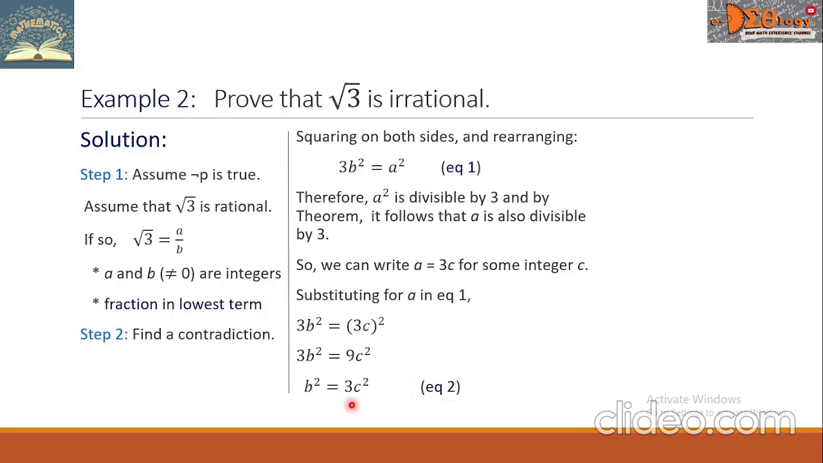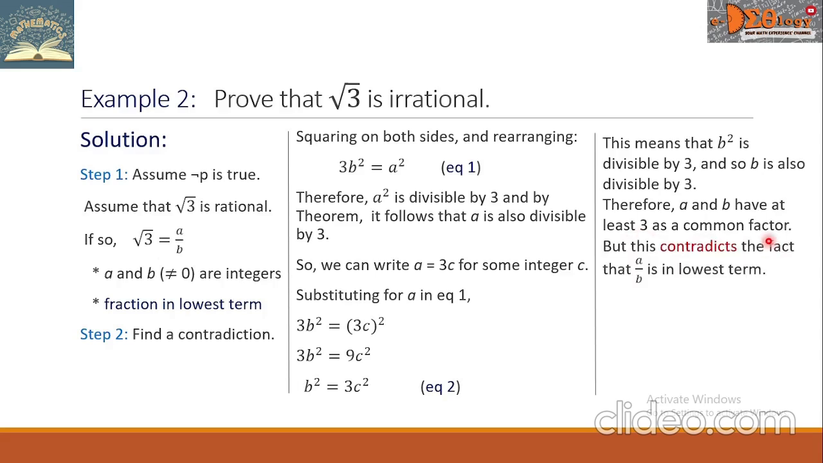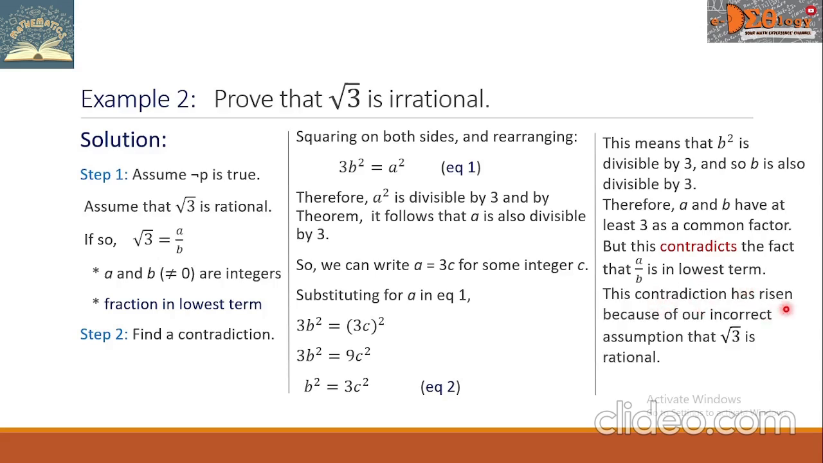From here we can see that 3 is a factor of b squared. It means that b squared is divisible by 3, and so b is also divisible by 3. Therefore, a and b have at least the number 3 as a common factor. But this contradicts the fact that a over b is in lowest terms. This contradiction has arisen because of our incorrect assumption that the square root of 3 is rational. So we conclude that the square root of 3 is irrational.